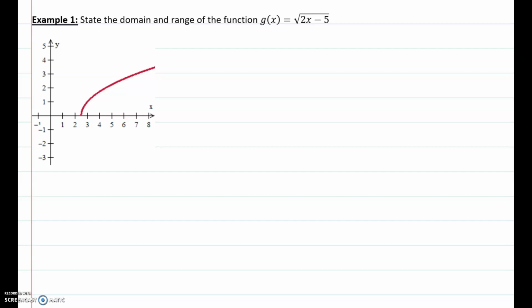Okay, we're asked in this example to state the domain and the range of the square root function g of x is equal to the square root of 2x minus 5. We're going to do it two ways. So first of all, let's just do it graphically, visually, looking at the thing.